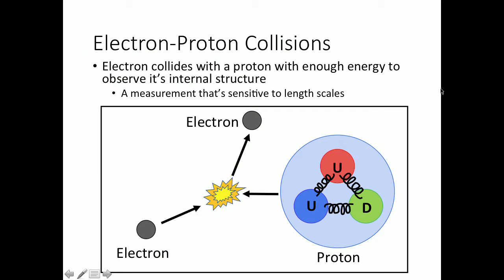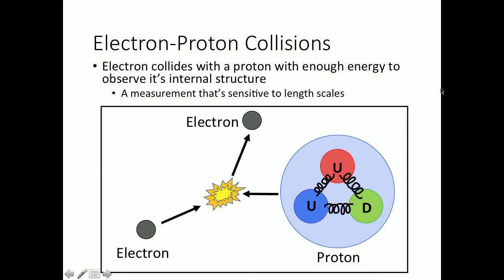A lot of what we know about protons comes from what we call electron-proton collisions. You get your proton, you chuck an electron at it at as high energy as you can, and you measure the angle and the final state energy that it has. You do this a bunch of different times, and you come up with a picture of the internal structure. And this is a length scale. This is a measurement that is sensitive to length scales.